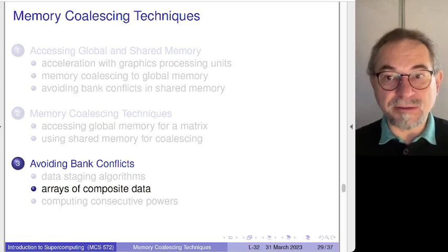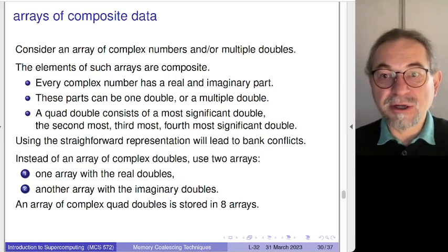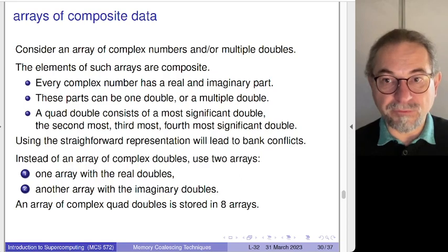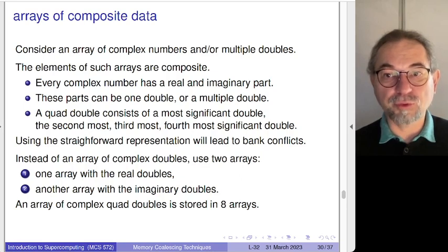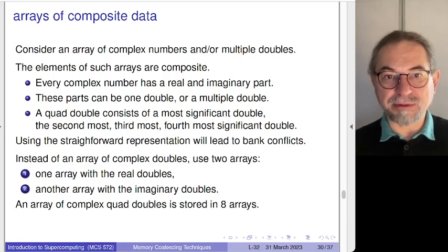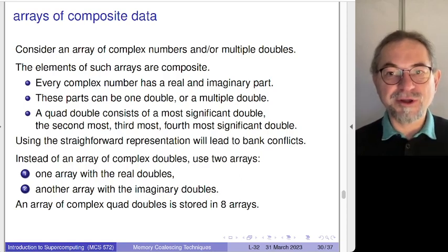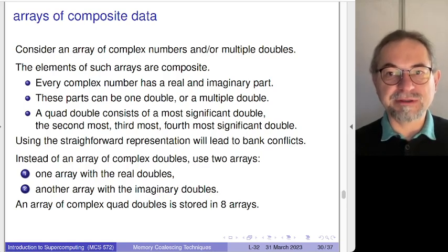Okay, so let me now give two examples. I mentioned the complex numbers. Complex numbers are composite data elements, although for complex doubles, CUDA provides support with its double2 data type. Now the parts, the real and the imaginary part, can be again multiple doubles. So I speak from experience. When we were working with quad doubles, with real quad doubles, we were still able to exploit the double4 data type in the software development kit, but then we got into trouble with complex quad double.